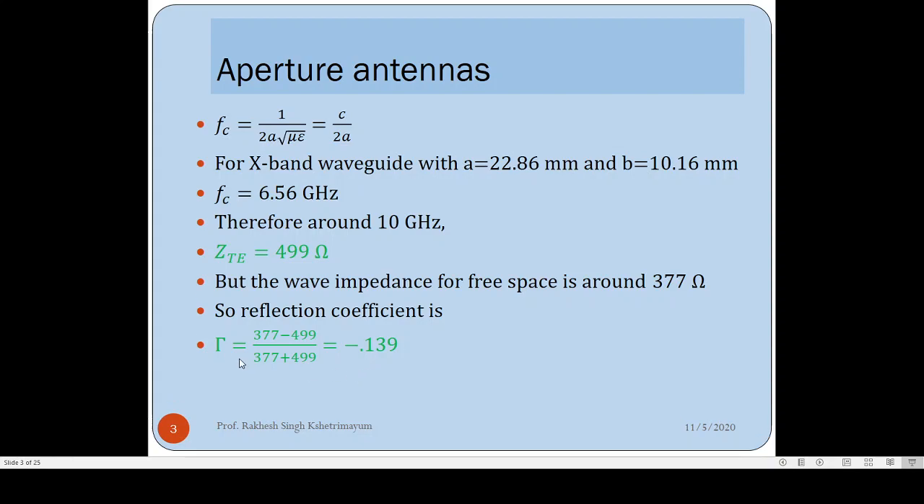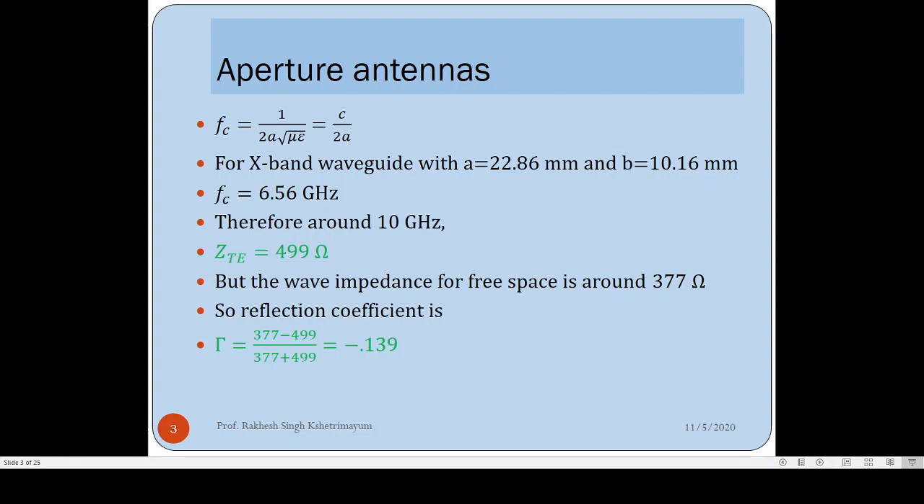So now you know that the reflection coefficient, capital gamma, is (ZL minus Z0) divided by (ZL plus Z0). The load now is 377 ohm. Z0 will be the wave impedance for the waveguide, for the dominant TE10 mode. So 377 minus 499 divided by 377 plus 499 turns out to be minus 0.139, that is 14%. So when we consider an open-ended waveguide as an antenna, the reflection coefficient is around 14%.